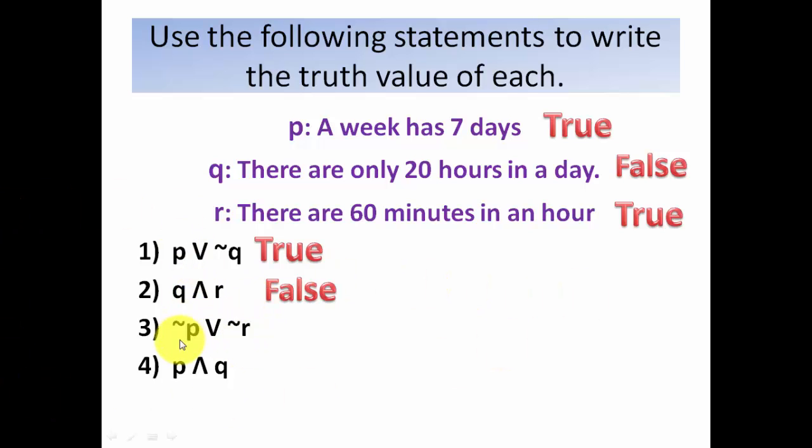Next one, not P or not R. Well, not P is going to be false because it's going to be the opposite of this. Not R is going to be false. Since they are both false, the whole thing's going to be false. You need at least one of them to be true for ORs. And the last one, P and Q. Well, P is true and Q is false, so the whole thing is false.